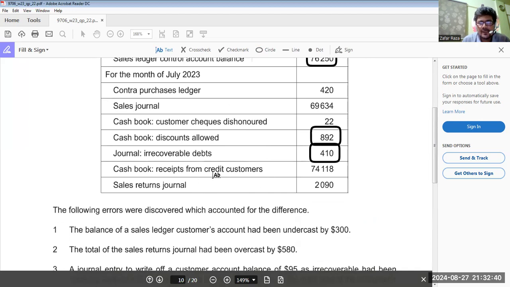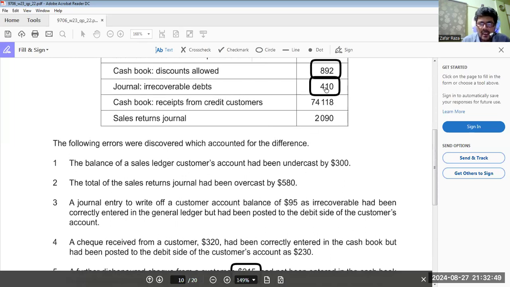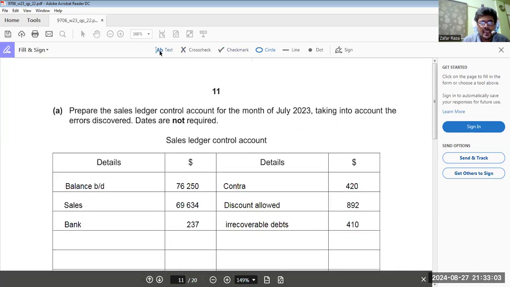Cash receipts from credit customers from the cash book, 74,180. I don't think we have any other error. So it is going to be reported here, bank $74,180, because when we receive, the debtors account is decreased.